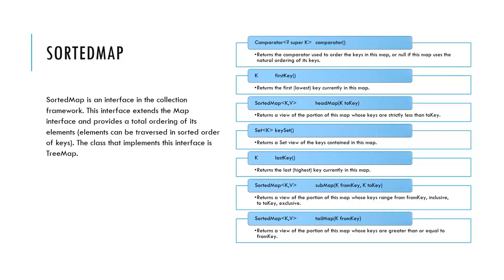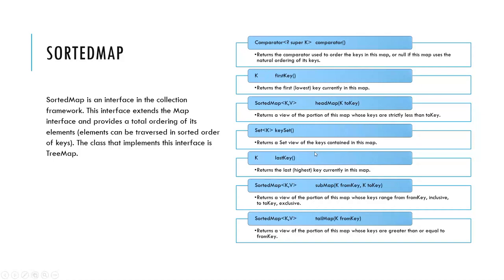It will store elements in some sorted order. So you can specify a comparator or you can just use keys which implement the comparable interface. So it will return first key, last key. Also head map returns a view of the portion of this map whose keys are less than this argument.